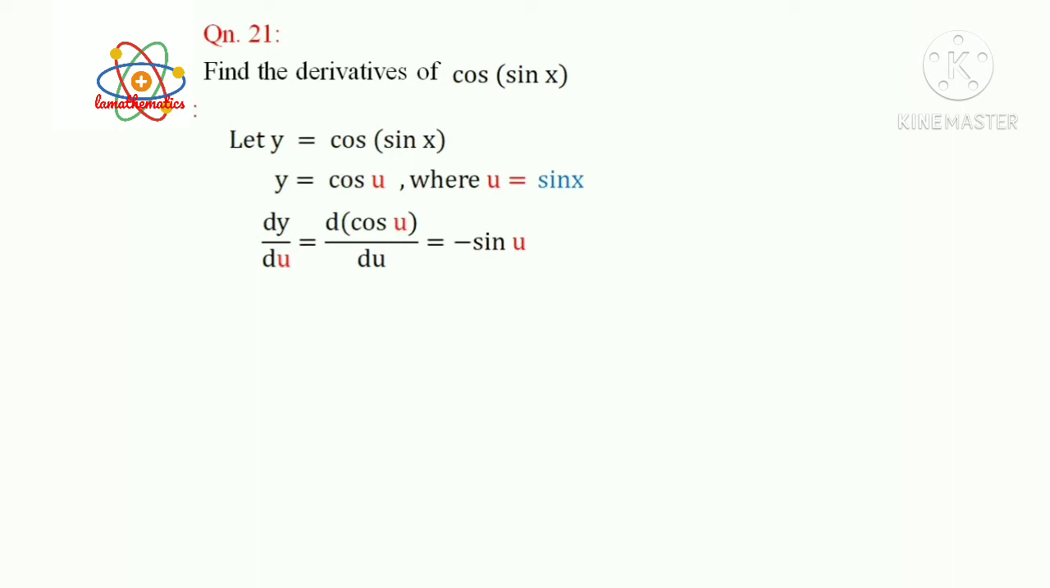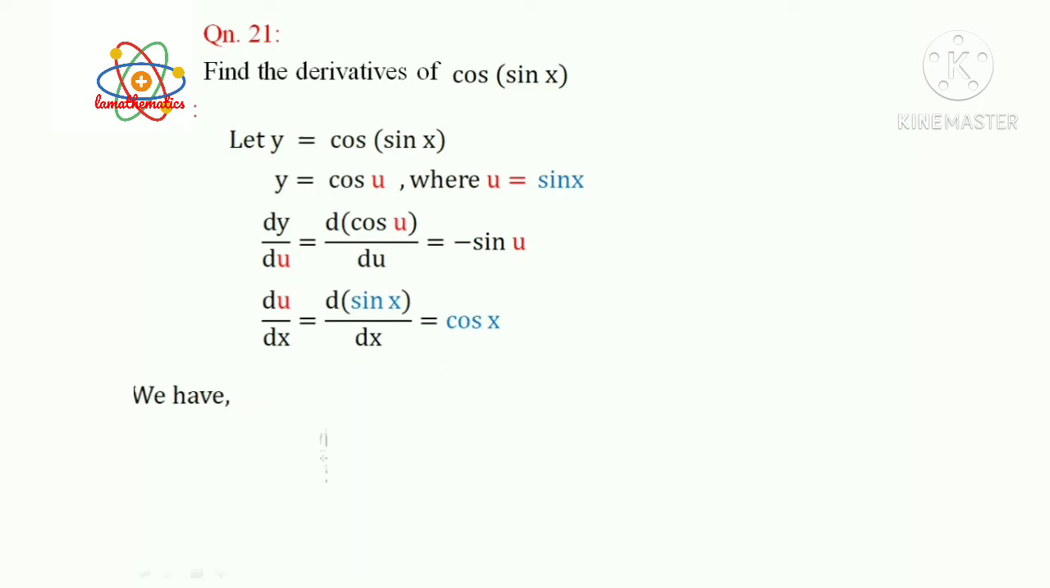Also we have u equal to sin x, that is u is a function of x. We find derivative of u with respect to x, that is du by dx. du by dx equal to d by dx of sin x. We have derivative of sin x is cos x. Therefore, du by dx equal to cos x.